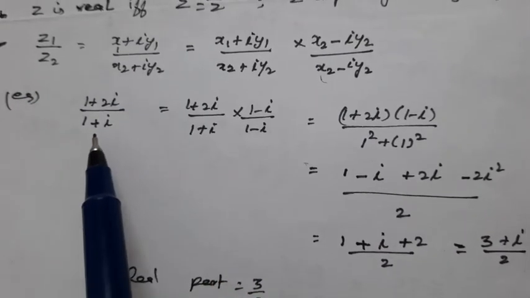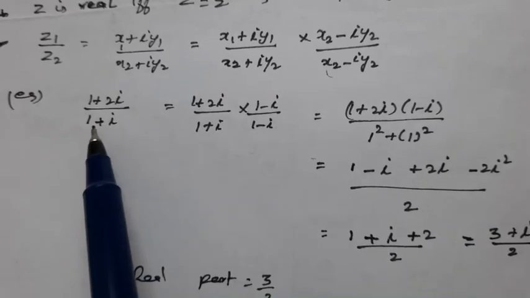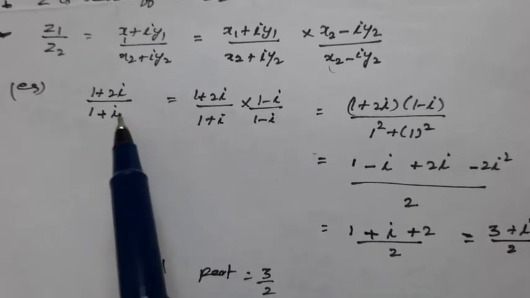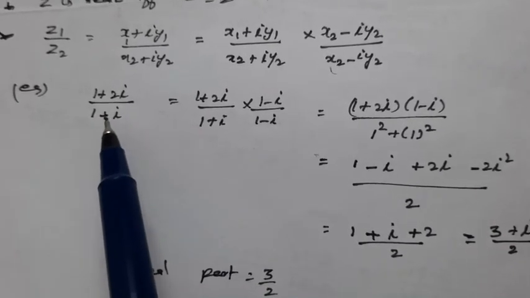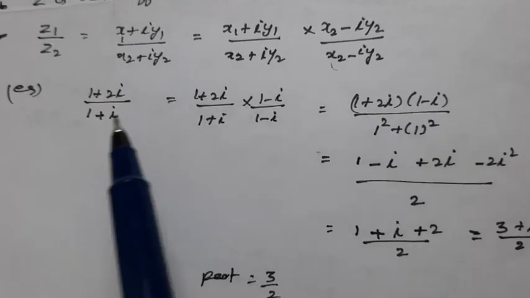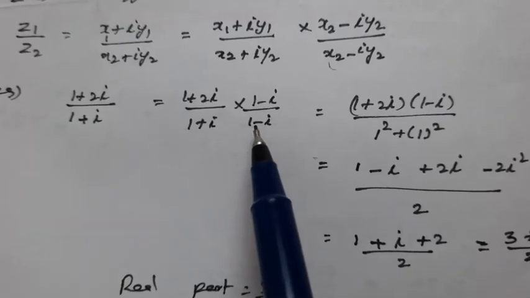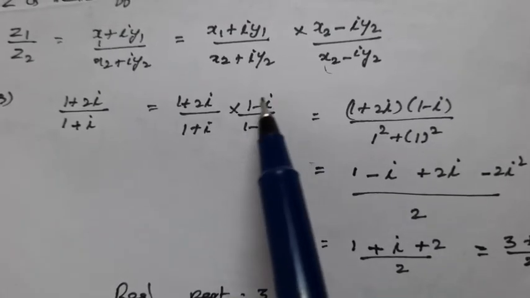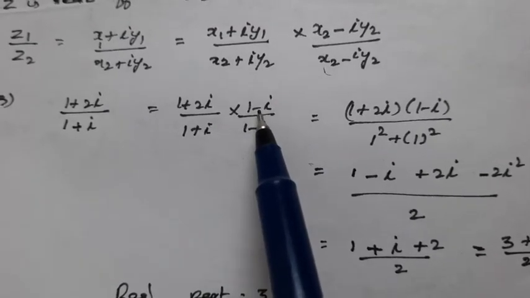Let us see by an example. 1 plus 2i by 1 plus i. So, the denominator is a complex number. This should be made real. What is the way to make the denominator real? By multiplying by its conjugate. So, when you multiply the denominator by the conjugate, you have to multiply the numerator also by its conjugate.